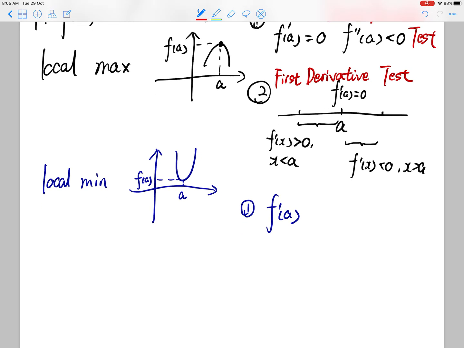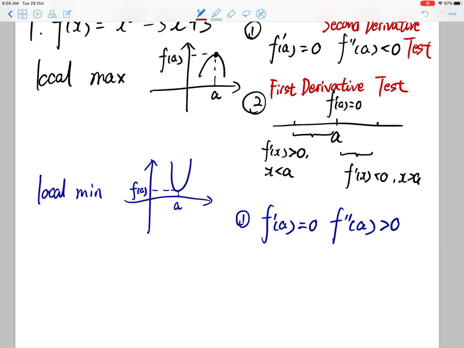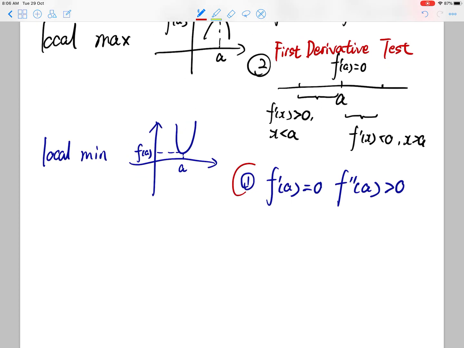Then for the local minimum, it's just the opposite. At the local minimum, the first order derivative is also 0. For the second order derivative, as you can see, the function is decreasing first, then increasing, so the second order derivative is greater than 0. Again, this is called the second derivative test.